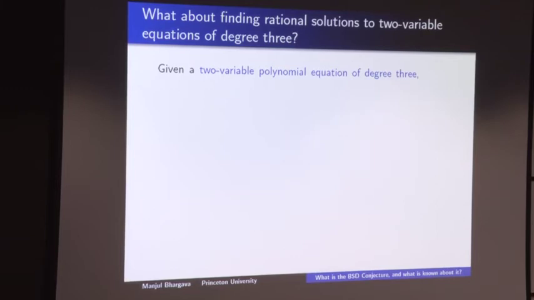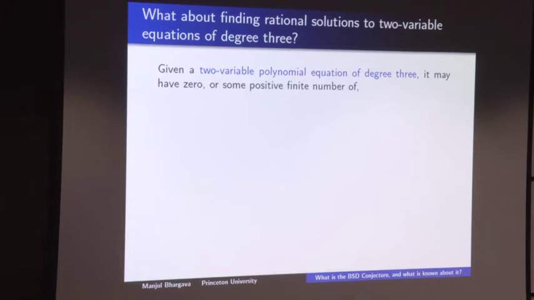Okay, so the next natural case to consider is two variable equations, but degree 3. We just did degree 1 and degree 2, so let's go to two variable equations of degree 3. And it turns out in this case, it may have 0, it may have some positive finite number of, or it may have infinitely many rational solutions. All three of those possibilities actually occur for cubic equations in two variables. Remember, in the quadratic case, only zero or infinitely many were the possibilities for the number of rational solutions. But here it's also possible to have a positive finite number of rational solutions. So all three of these possibilities can actually happen.